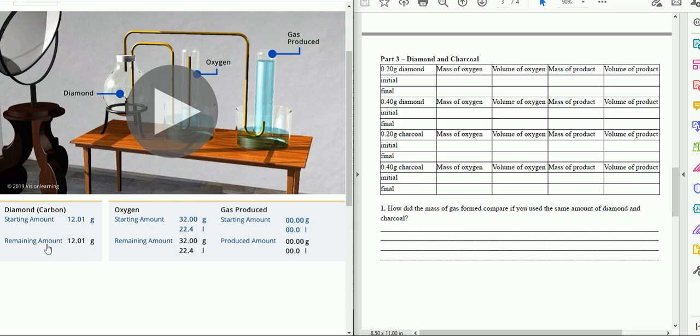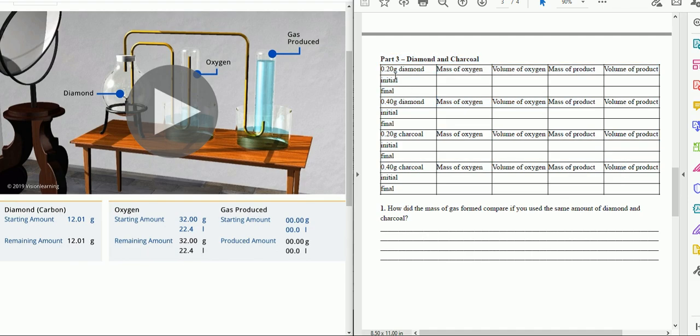We're going to start with 12.01 grams of carbon in the form of diamond, and we have 32.00 grams of oxygen available. We'll see if it actually is consumed, and then we're going to measure, in both grams and liters, the amount of gas produced. We have a fairly extensive data table in part 3 of your handout for you to fill out.